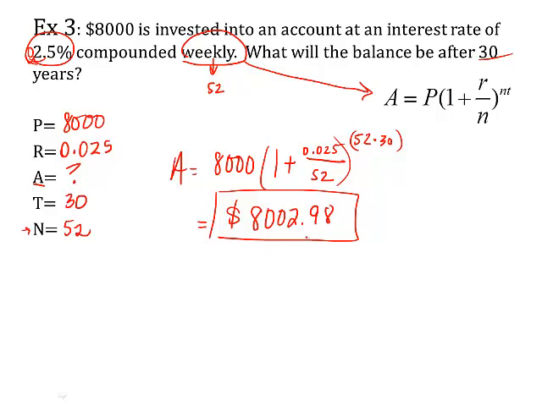Think about that. After 30 years, you made $3. Not a good deal. So compounding weekly, not as great a deal as you think it is. Okay?